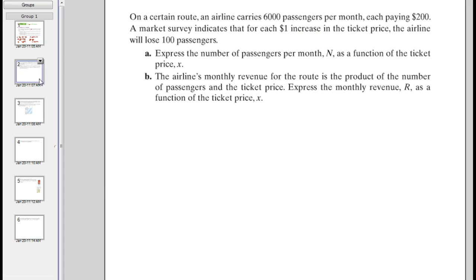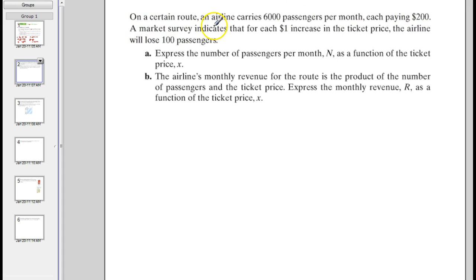Alright, here's another type of problem. Again, it's a translation from word problem to an equation. It's the big thing that you're doing in this whole section. But we have an airline that carries 6,000 passengers per month, and they pay $200 each.